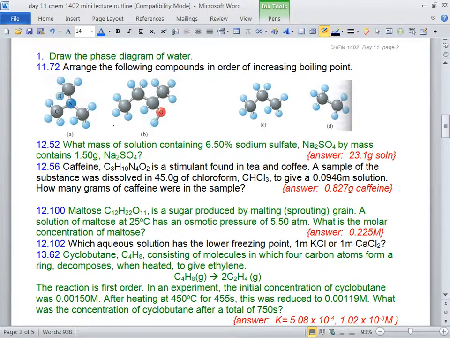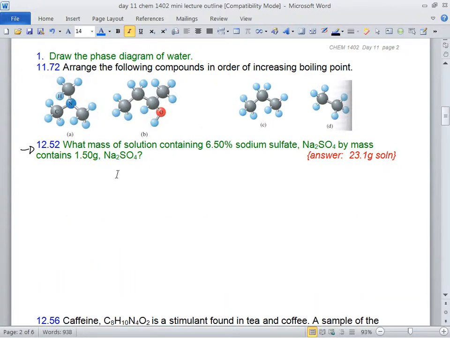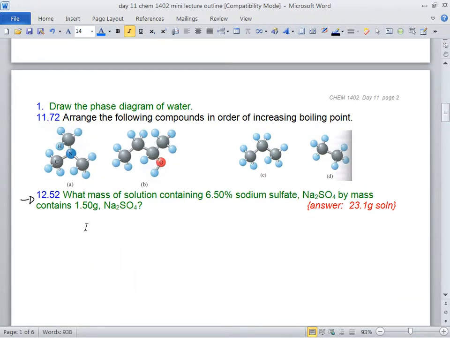So, want to just start at the beginning and go on down, or does someone have a particular question they'd like to work on? I did some of the questions yesterday. On 12.52, the only way to get 23 is if you divide 1.5 grams by the 6.5% and then multiply by 100. But what formula is that? Okay, let's jump.